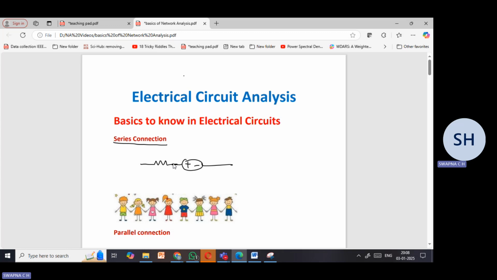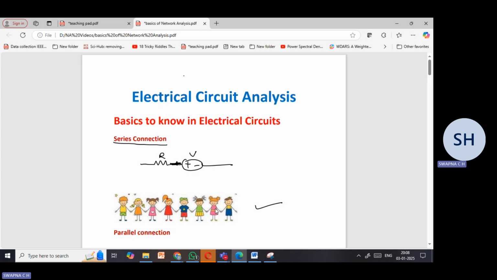If you just observe here, the resistor's one end is connected to the voltage source's other end, where you don't have any other thing connected in between. I mean to say that there is no disturbance. If you just observe the kids here, the kids are holding their hands. So all these are series connected.